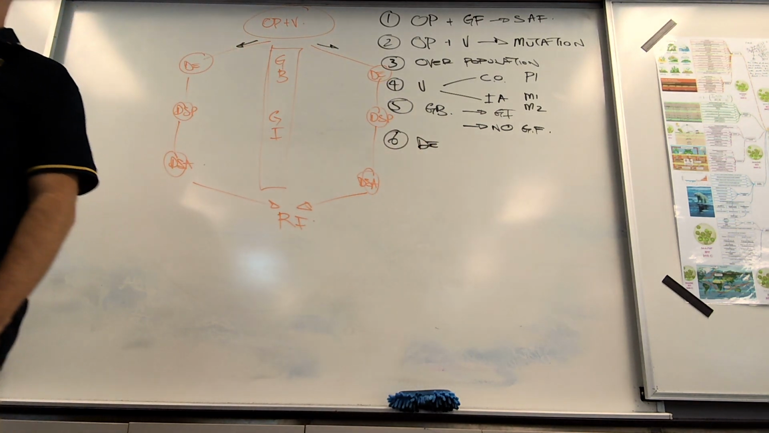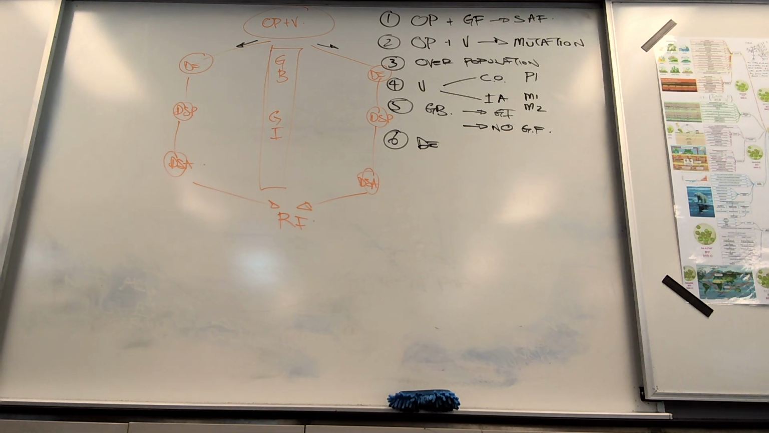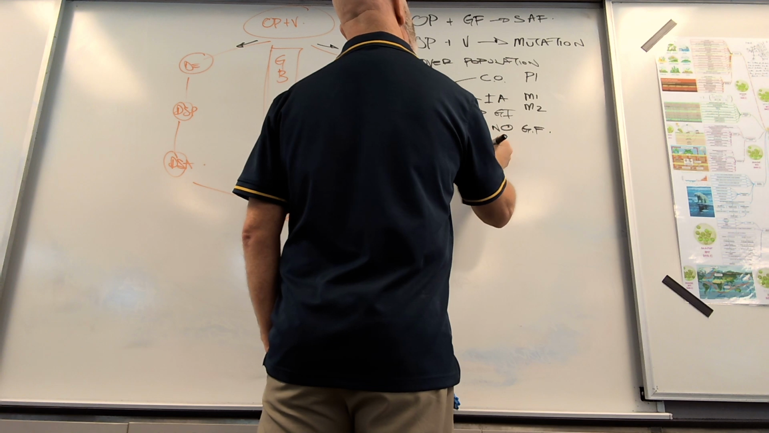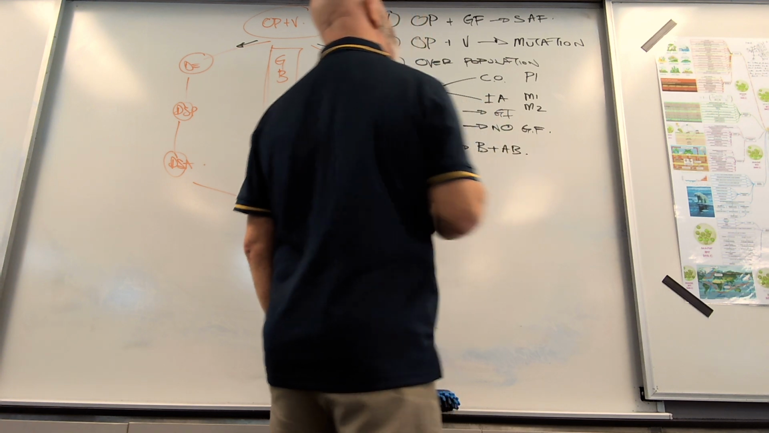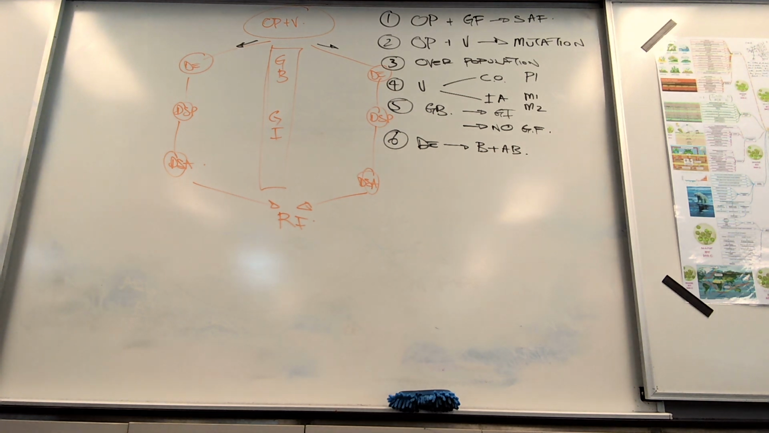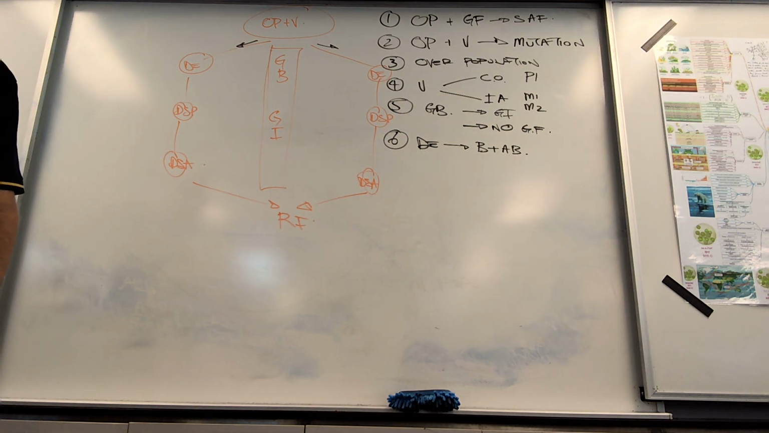What is the environment made up of? Abiotic and biotic factors. The environments are different on both sides of the geographical barrier. Okay?